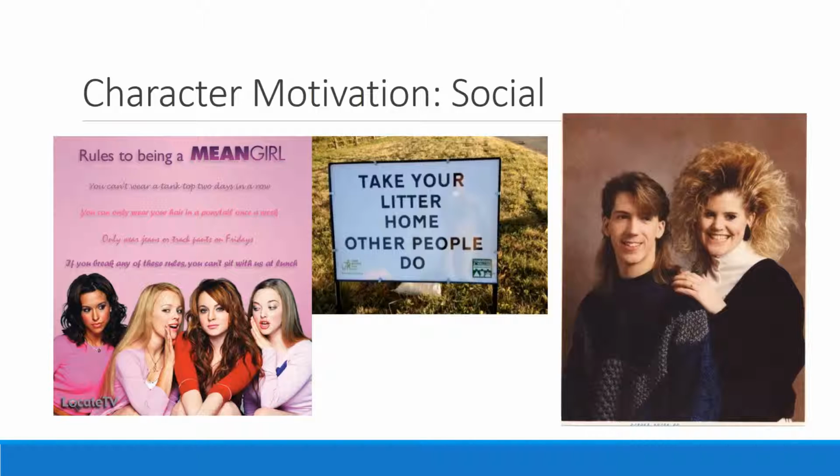Another possible motivation for characters is social acceptance or social needs. People might dress a certain way or look a certain way, or wear a certain kind of makeup in order to fit into a particular group. This sign right here says, "Take your litter home, other people do." So there's that peer pressure aspect. Sometimes people make choices to do good things like picking up litter because it's a social expectation. Sometimes people do bad things because of peer pressure, like smoking. But social acceptance is often a reason a character might do something in a story.